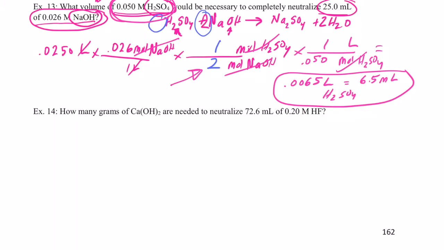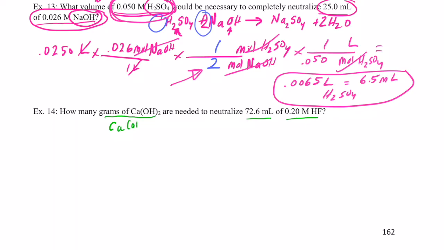This time I want to know how many grams of solid calcium hydroxide would be needed to neutralize 72.6 milliliters of a 0.20 molar solution of hydrofluoric acid. Now, the first step, remember, is to write a balanced equation.